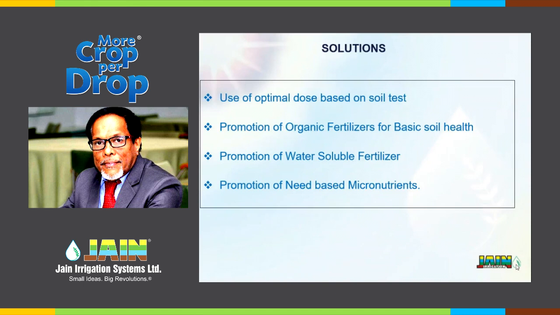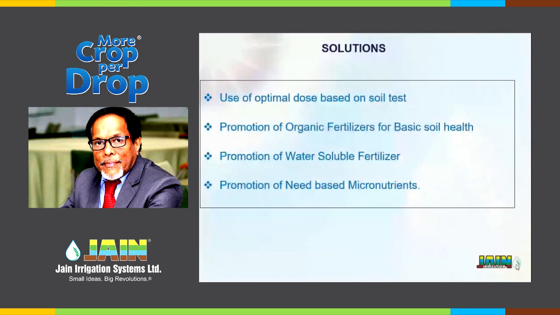That is connected to fertigation. Water-soluble fertilizer, in small quantities, with more splits, like 3 splits to 30 splits, or 4 splits to 45 splits, as you will see as I go along. And promotion of need-based micronutrients. How do you know the need? The need is only known by soil analysis. And that's one area where we are lagging behind.